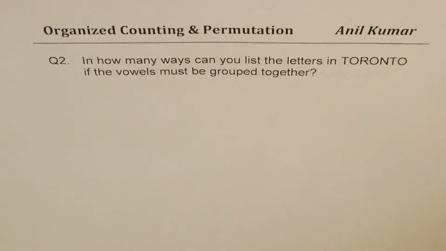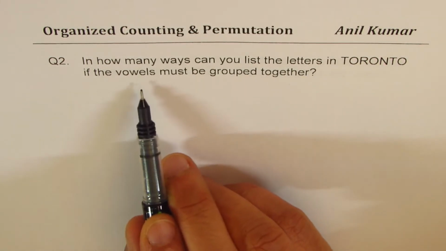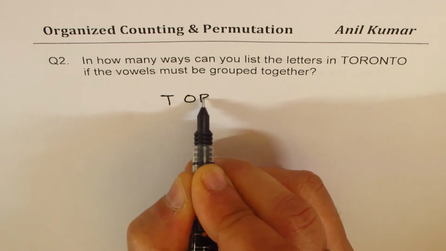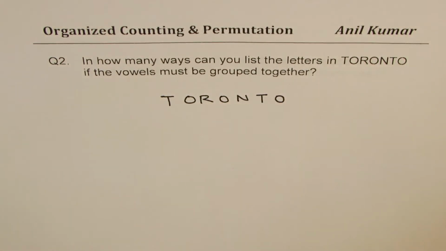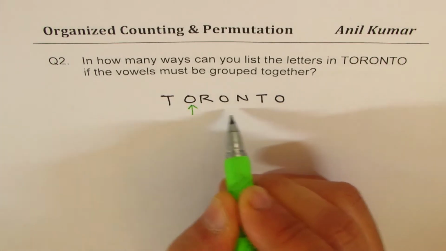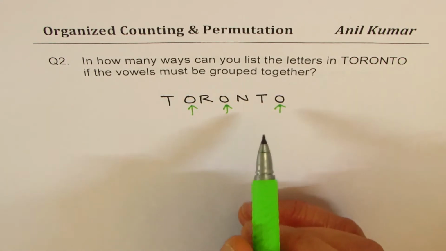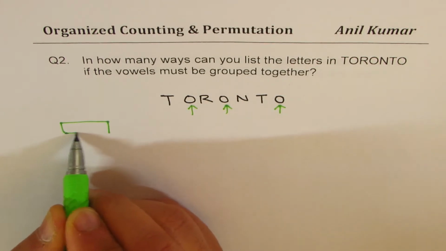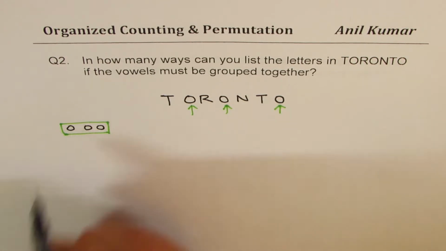Question number 2. In how many ways can you list the letters in Toronto if the vowels must be grouped together? So let's look into this word, Toronto, T-O-R-O-N-T-O. Now when we are saying vowels, A-E-I-O-U, so O's are the only vowels here, right? So we want to group O's together. What we get here is one group where the O's should be together. We have 3 O's here. We'll treat that as one group.